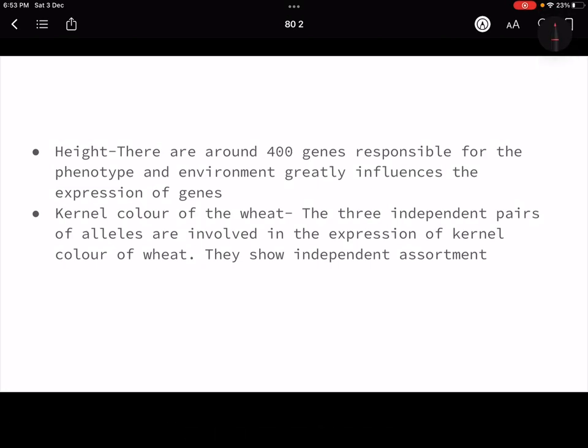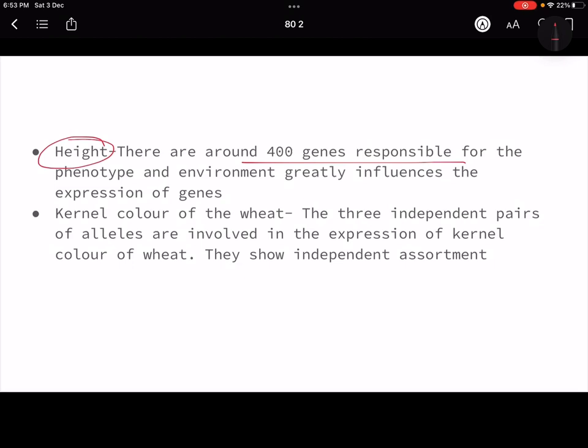Height, similarly, is also one of those characteristics which has, you can say, 400 genes responsible. What height we are going to attain depends upon 400 different kinds of genes, right? So it is also a polygenetic trait.